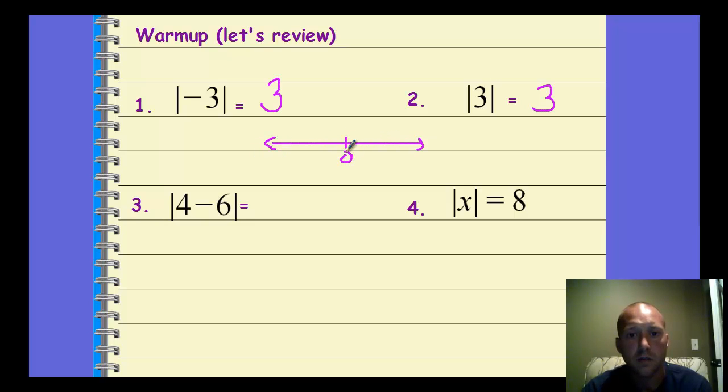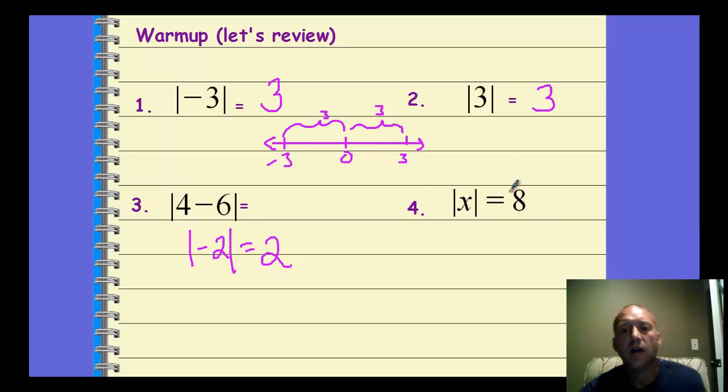So if we have the number 0, and we look at the number 3 and the number negative 3, both of those numbers are 3 units, 3 spaces away from 0. Both of them have absolute values that are 3. That's the definition: the distance a number is from 0. If you have math within the absolute value symbol, you need to complete the math first and then take the absolute value, kind of like a grouping symbol.